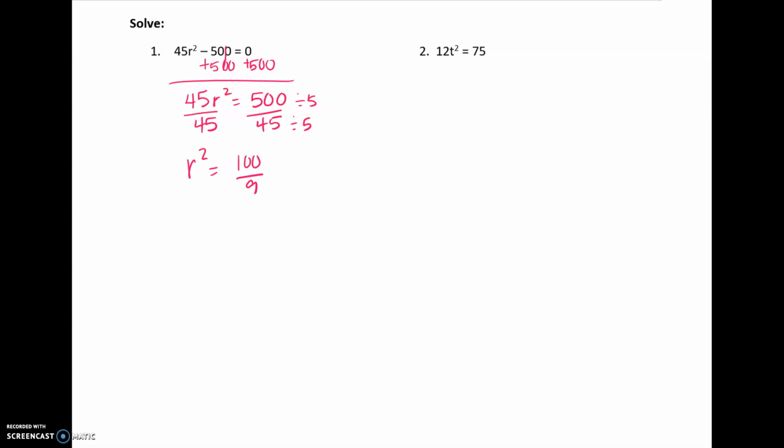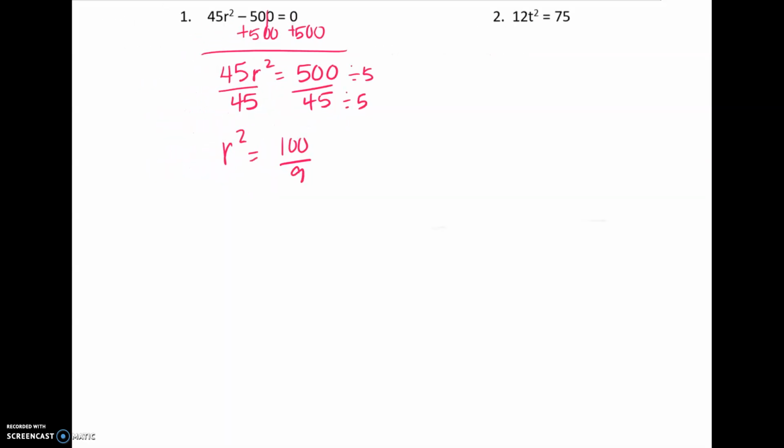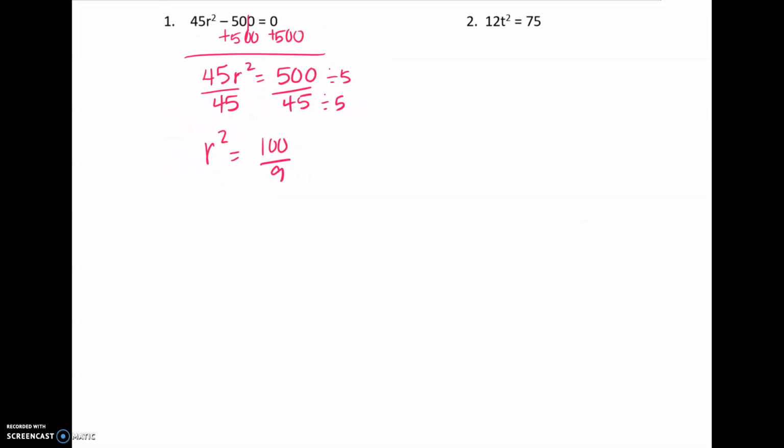Now, how do I undo something squared? To undo something squared, you are going to take the square root. To undo something cubed, you would take the cube root of it. To undo something to the 4th power, you would take the 4th root of it. We are only working on square roots. Next year in Algebra 2, you'll work on cube roots, 4th roots, 5th roots, so on.